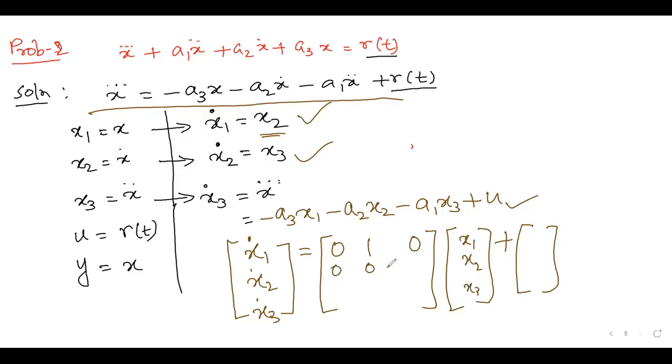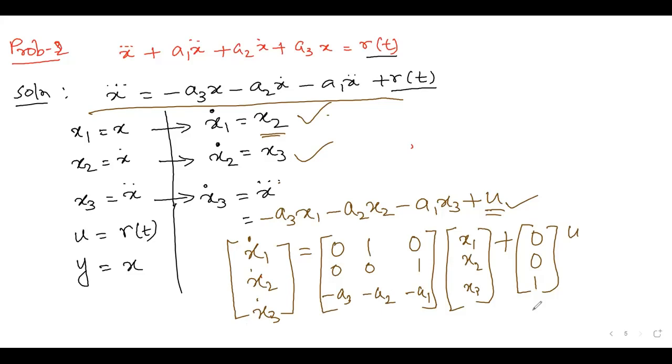Very easy, can you see? And what is x3 dot? The third row is minus A3, minus A2, minus A1. And what about u? There is no u in the first two equations, so those entries will be 0, but in the third you have a u, so write 1.